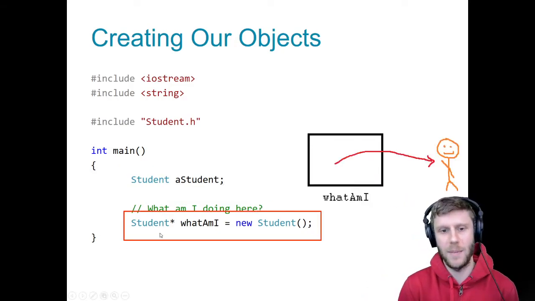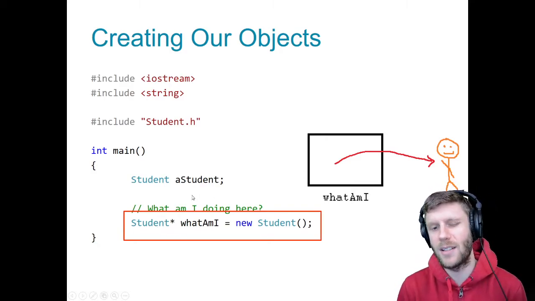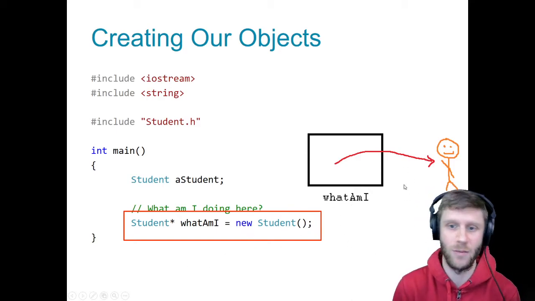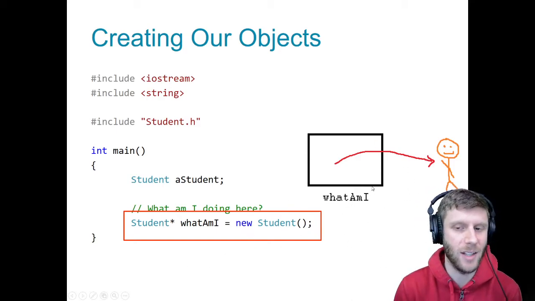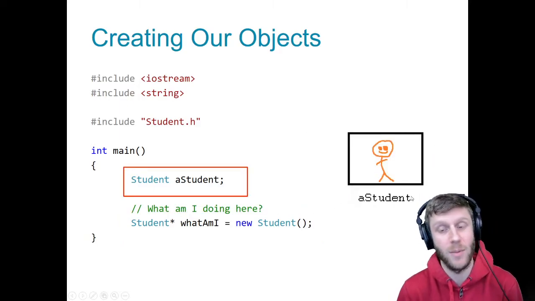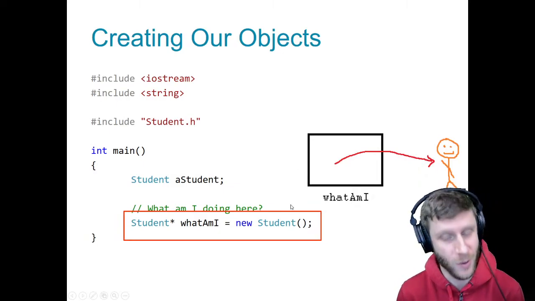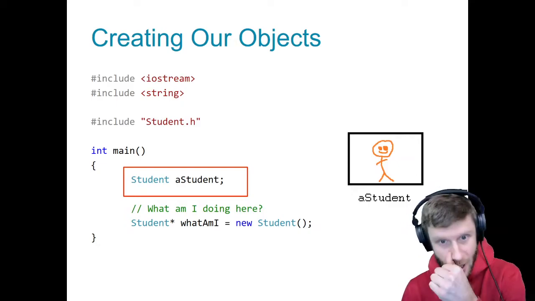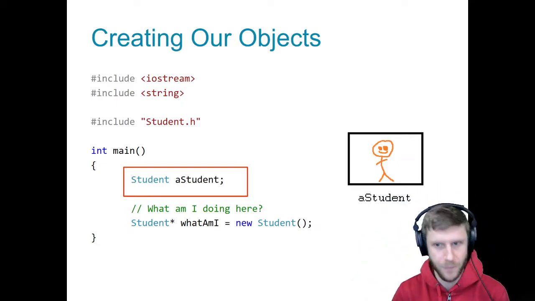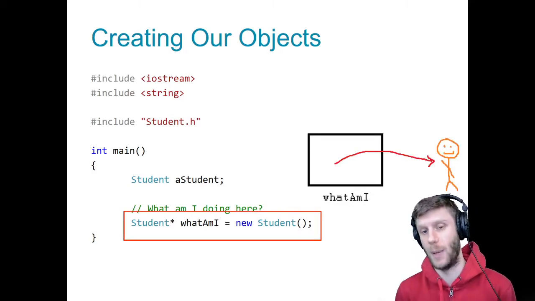But then down here, I'm saying, no, make a student pointer called whatAmI that's going to be equal to a new student that gets created somewhere in dynamic memory. So this is what we have. whatAmI is actually a pointer to a student, not a student, where a student is a student. It's a variable that contains a student, where this is a variable that contains a pointer to a student object. This is going to act kind of like your primitive types, what you're used to. This is going to act like your lists in Python.